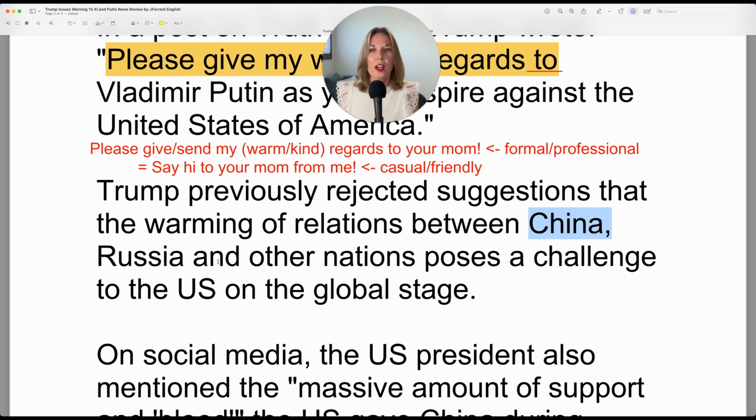But here we have China, Russia, and other nations with an s, so it looks like the subject is plural, right? But this isn't the subject. The subject is the warming of relations. Now, even though relations has an S on it, which again looks plural, the subject is one singular idea. The idea is the warming of relations, but it's one singular idea. So that as a subject is it. It poses a challenge. So all of this is the subject, it.